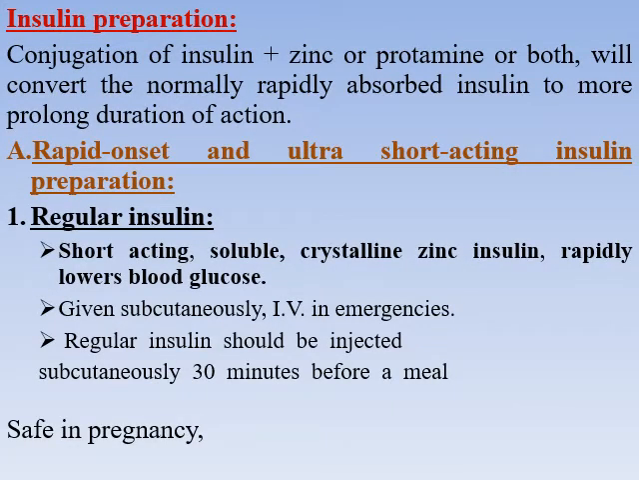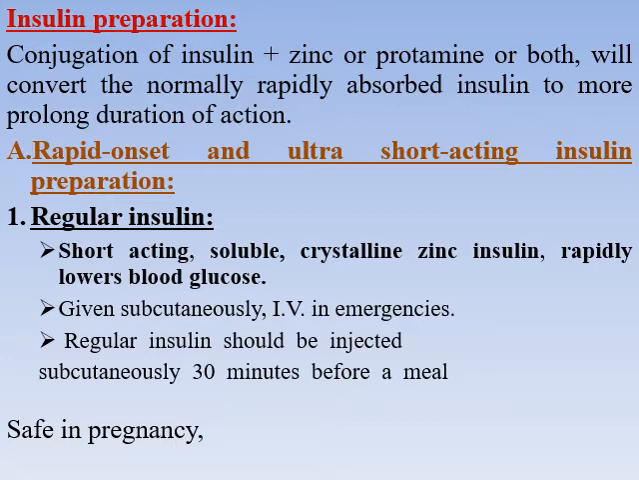What about the types of insulin? We have the rapid, the short, the intermediate and the long-acting insulin, according to the addition of zinc or protamine or both to the regular short-acting insulin to change the duration of action and the onset. First, we have the rapid onset and ultra short-acting insulin preparation.